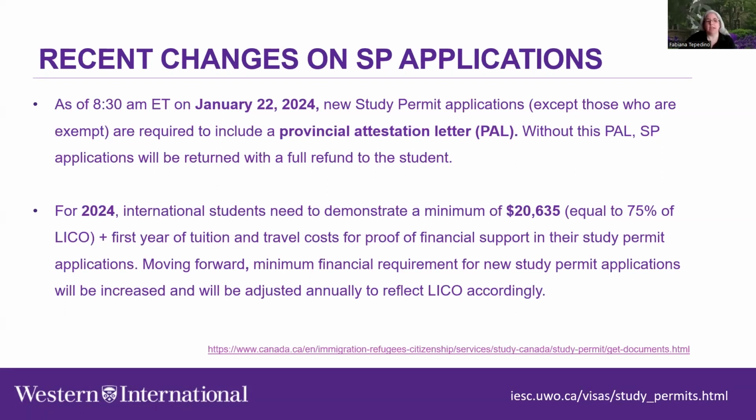The other big change to study permit applications is that international students now need to demonstrate a minimum of $20,635 plus your first year of tuition and your travel costs as proof of financial support in your study permit application. And moving forward, these financial requirements will be increased and adjusted annually.